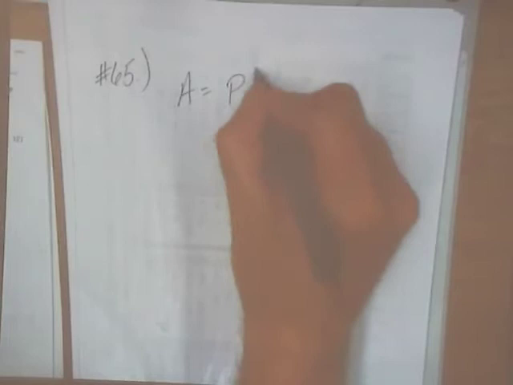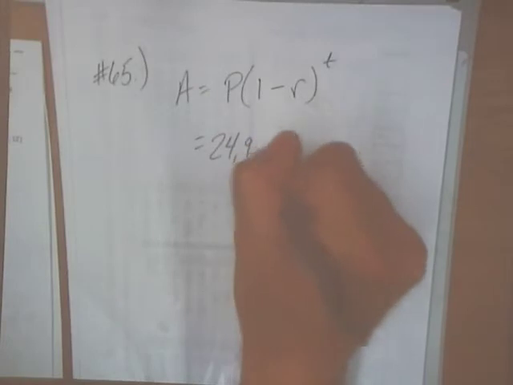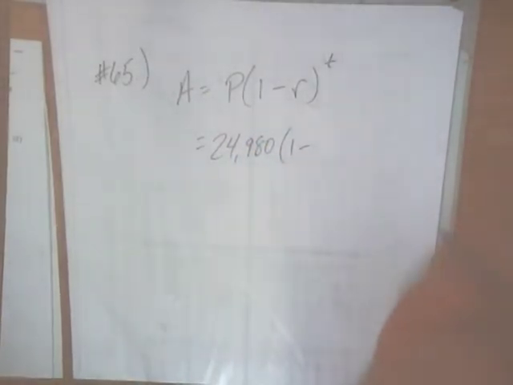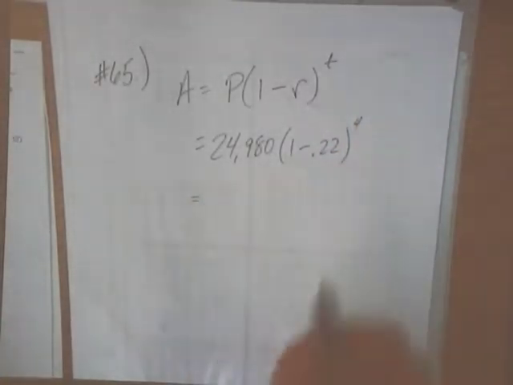A is equal to P, per one. Is it per? No, each year. 1 minus R raised to the T power. Because it depreciates, we're going to use minus. So how much do we start with? 24,980. What do I put in for R? 0.22, right? And then T is going to be 4. Calculator.